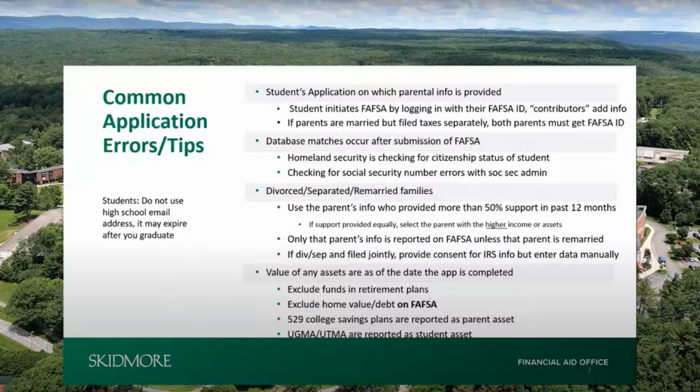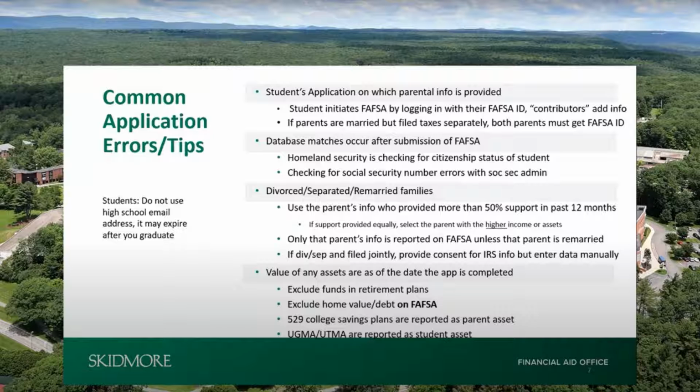And as I mentioned on a previous slide, the student now, and this is different for this year, initiates the FAFSA by logging in, and then contributors add and supplement the information the student provides. Here's a tip too: if the parents are married but filed taxes separately, for the first time now, both parents must create a user ID and password so that both can authorize the FAFSA processor to retrieve that income data from the IRS. So that's new and different and something for families to be aware of. Families should know too that database matches are occurring once the FAFSA is submitted.